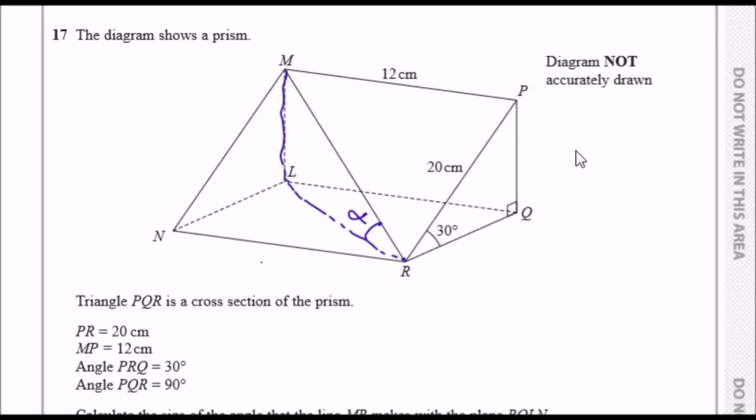To get this height, we need the length PQ. And for the diagonal cross section, we need this diagonal, this base length here, so we can match it with 12, which is the same here. Okay, so let's have a go. Let's have a go working everything out here then.